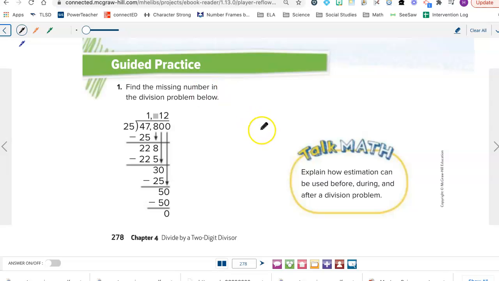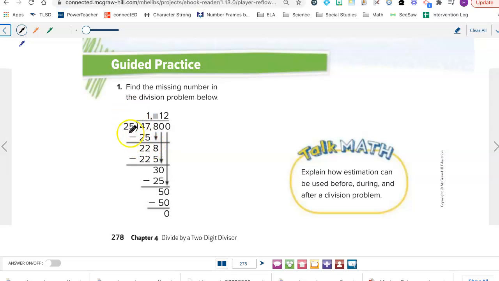Okay, so now there is kind of a missing piece to this puzzle. This is another important skill where you look at a problem and you can identify what went wrong or what is missing. So again, 25 cannot go into 4. 25 can go into 47 one time. 1 times 25 is 25. When we subtract, we get 2 and a 2, and I'll bring down my 8, and then I have to bring it back around and divide.